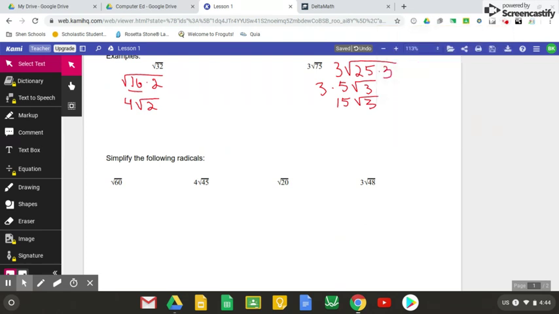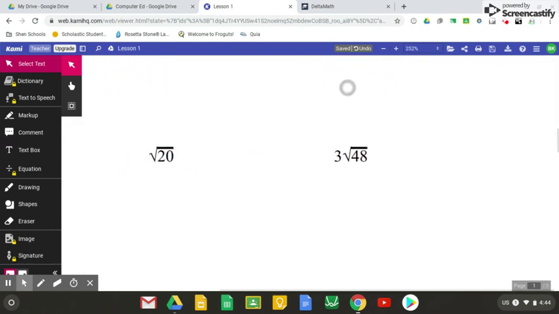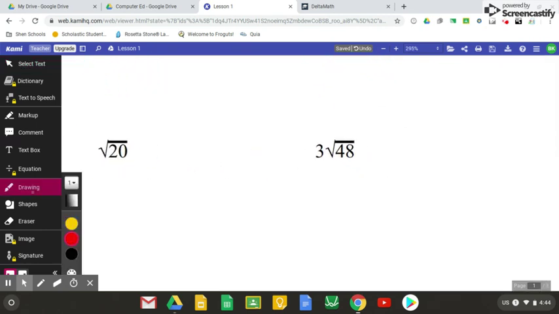All right, so let's do this last one first because I want to show you guys something. So 3 radical 48. Step 1, 2 numbers that multiply to 48. I'm going to pick 4 and 12. Those work.